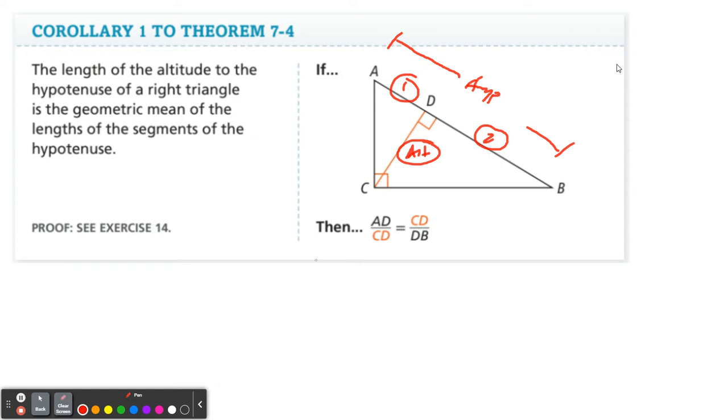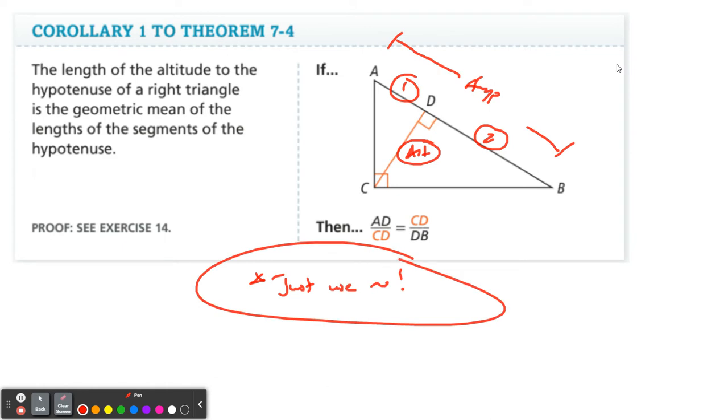And again, I'm going to emphasize, just use similarity. Just understand that the small triangle and the medium triangle are similar, so use proportional sides to get the proportion set up.